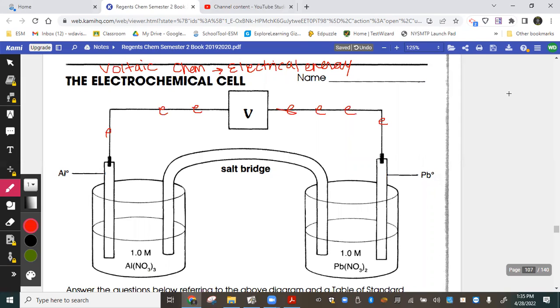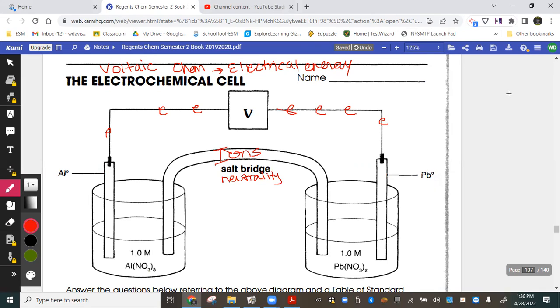All right, so I have the salt bridge. The salt bridge is where ions go through. Our ions are going to flow in and out of the salt bridge in order to maintain neutrality. There's a little bit of delay on the pen, but that's okay.